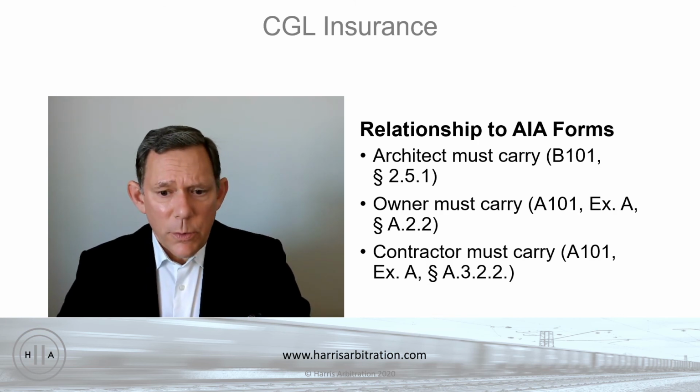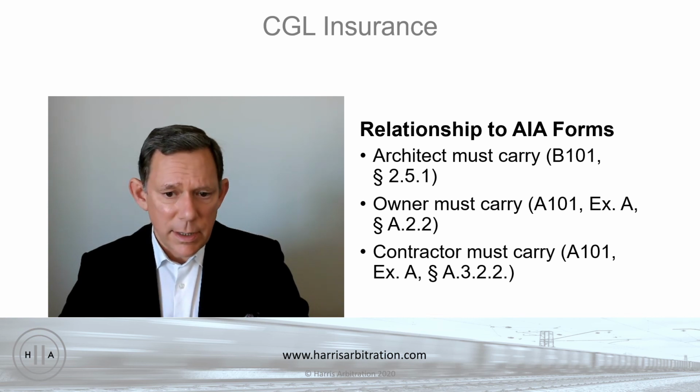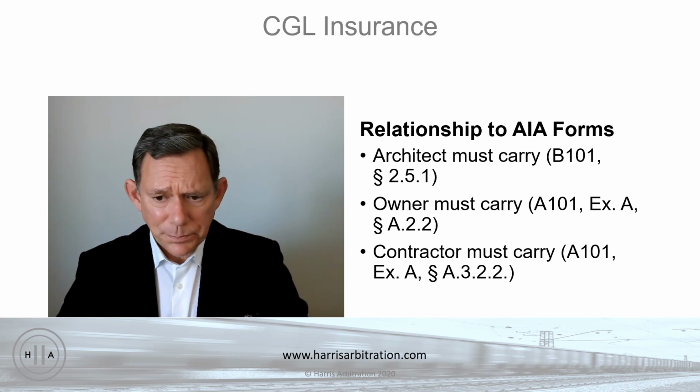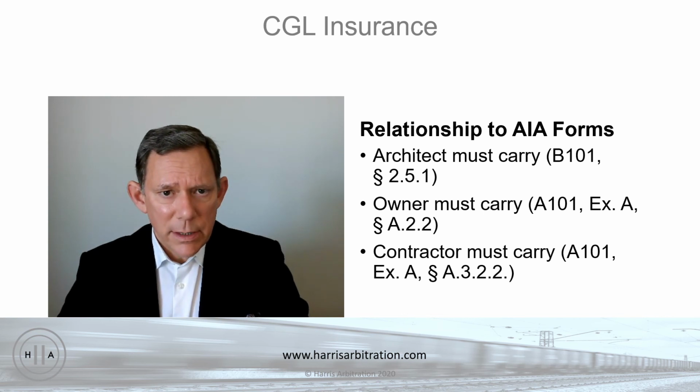Now, the AIA forms require all three of the major players, architect, owner, and contractor, to carry CGL insurance. And I've given you in the slide the specific sections out of the B101, A101 that are relevant here. The A101, the main owner-contractor agreement, where the price is based on a stipulated sum, has its separate exhibit just for insurance, Exhibit A. It's very long, and it's worth having a look because it spells out exactly what kind of insurance the different parties have to carry.